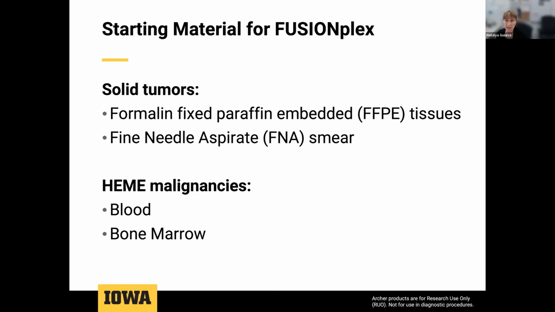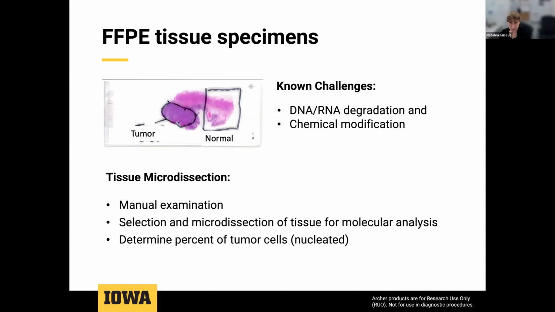Formalin-fixed paraffin-embedded tissues, FFPE samples, are the most common specimens we work with. And we also frequently work with fine needle aspirations as small samples. They could be processed as FFPE cell blocks or prepared as direct smears. For hematological malignancy samples, we usually have either whole blood or bone marrow.